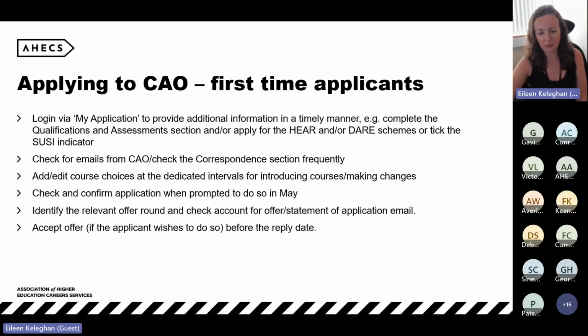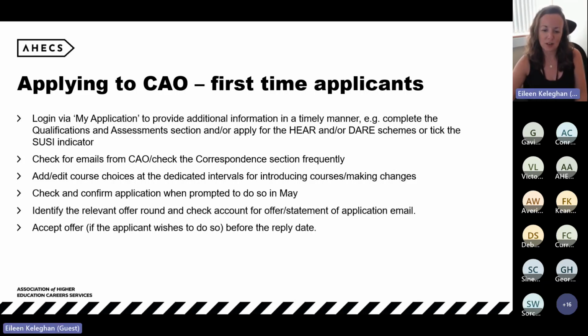So also, obviously, when they're logged into their account, if the applicant is applying for either the Disability Access Route to Education or the Higher Education Access Route, they will complete the application forms within their CAO account. And there's also the SUSI indicator. They may need to tick the box there to indicate if they're going to apply for a SUSI grant.